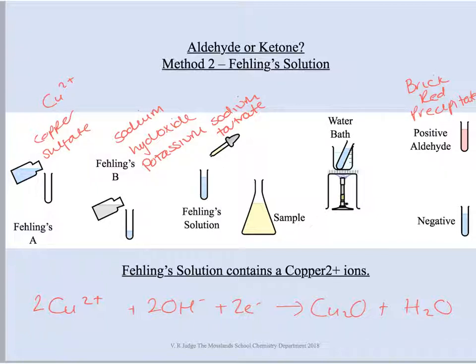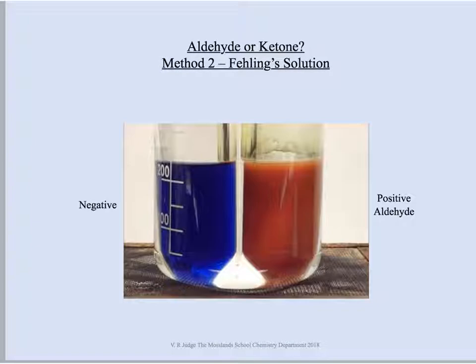And in an exam, just like in an exam question about Tollens reagent, where you would say a silver mirror is formed with an aldehyde, no change with a ketone, in the Fehling's test, you would say a brick red precipitate is formed with an aldehyde, with a ketone, there is no change. So here's a photograph just to show you what they really look like.